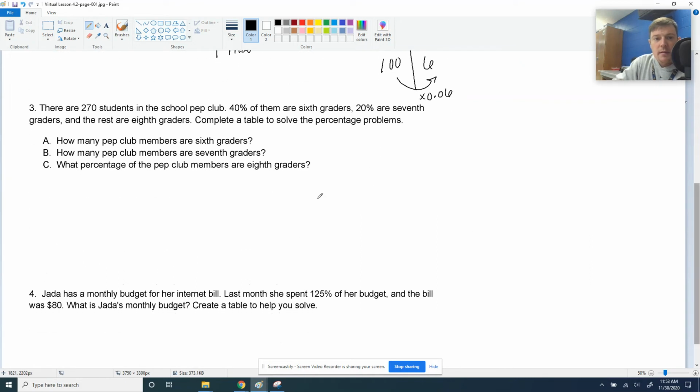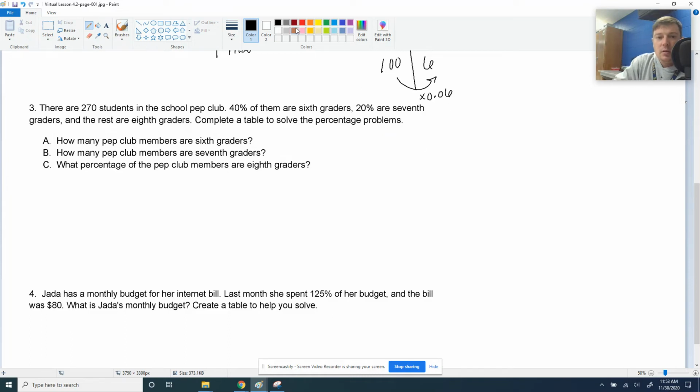All right, let's move on to number 3 here. Number 3 has several different parts to this question. All right, so let's read it. There are 270 students in the school pep club. 40% of them are 6th graders, 20% are 7th graders, and the rest are 8th graders. Complete a table to solve the percentage problems.